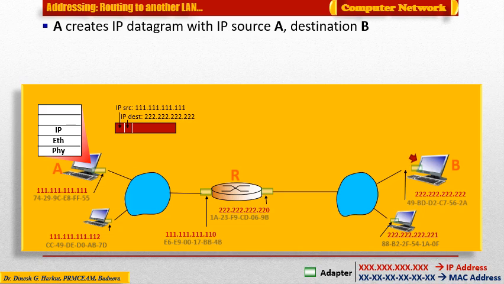If we look carefully at this figure, we see that in order for a datagram to go from 111.111.111.111 to a host on subnet 2, the datagram must first be sent to the router interface.